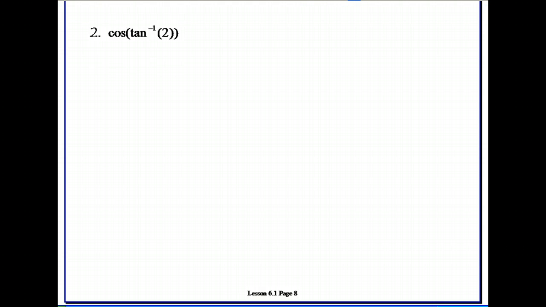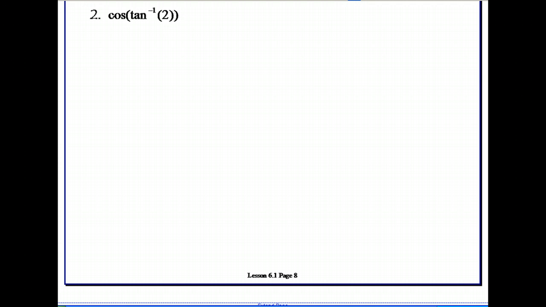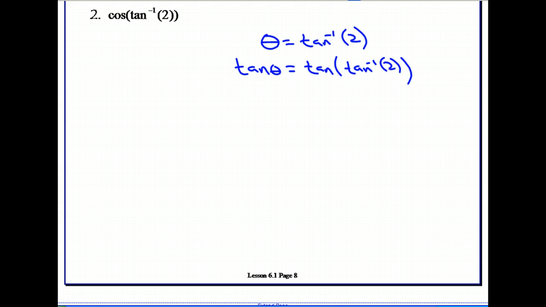Try it again. What's the cosine of the tangent inverse of 2? Begin with that tangent inverse and say, I don't know what the tangent inverse of 2 is, but I know it's going to give me an angle. I'll call that angle theta. How do I get rid of the tangent inverse? I'll take the tangent of both sides. I've got the tangent of the tangent inverse, so I've got the tangent of theta. Oh, look at that. How nice is that? Tangent and tangent inverse cancel out. So the tangent of theta equals 2.